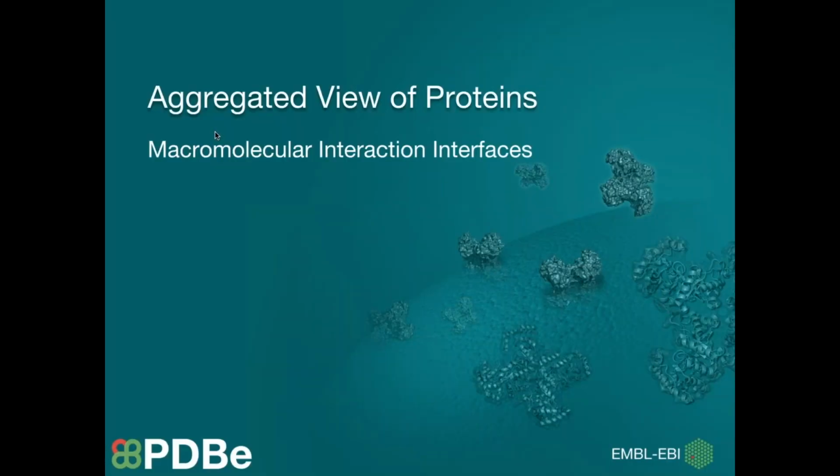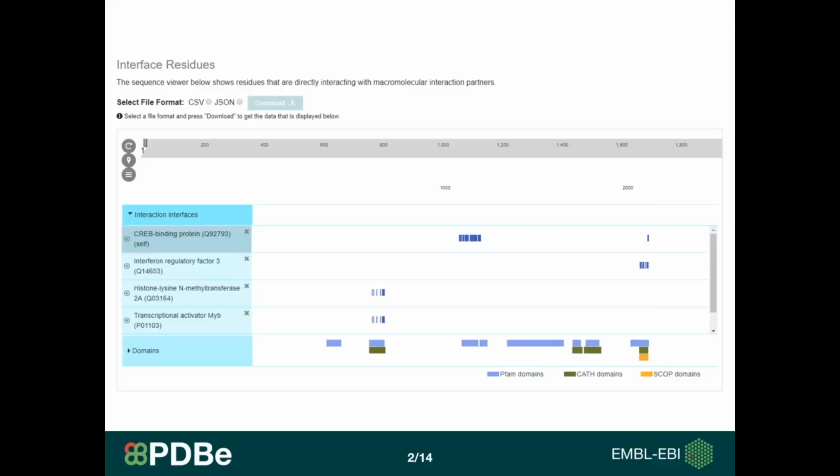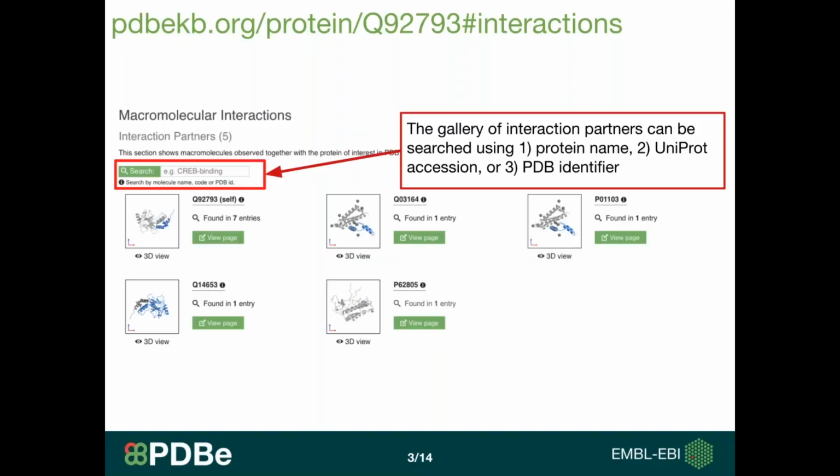There is a dedicated section for interaction interfaces and interaction partners on this protein-centric page. At the top, we have a gallery, and underneath the gallery, we have a sequence feature viewer implemented. At the top part in the gallery, you can filter what's being shown using either the protein name or the UniProt accession or the PDB identifier.